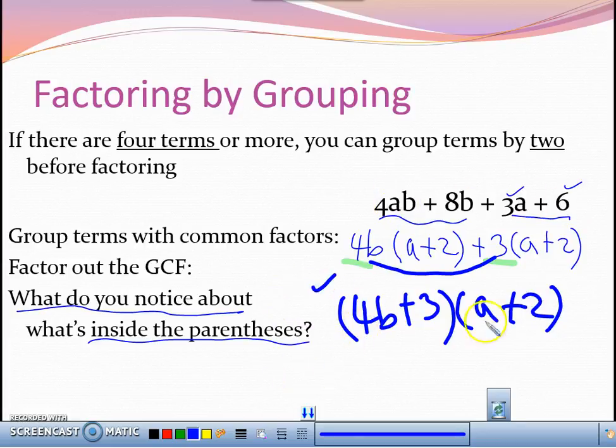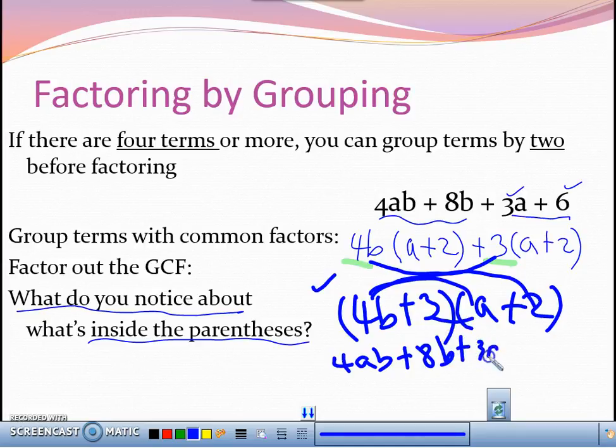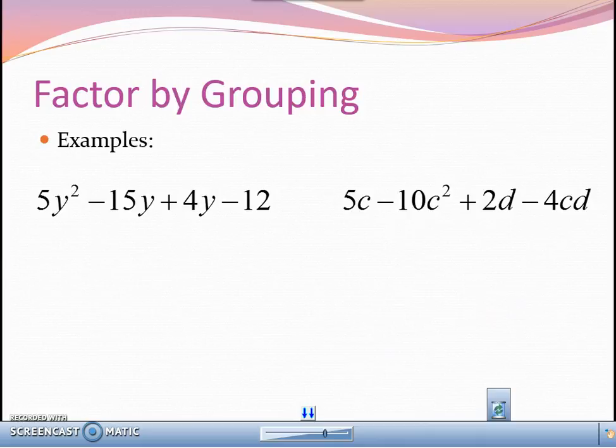When you have 4 terms, this is how you factor by grouping. This is how you do it. And let me show you what I mean. So 4b plus 3 times a plus 2. If I do the FOIL, 4b times a is 4ab. 4b times 2 is 8b. 3 times a is 3a. 3 times 2 is 6. So this is what we have. So that's how you do this. So please write 4b plus 3 parentheses a plus 2. And that's the answer. That's how you factor 4 terms.